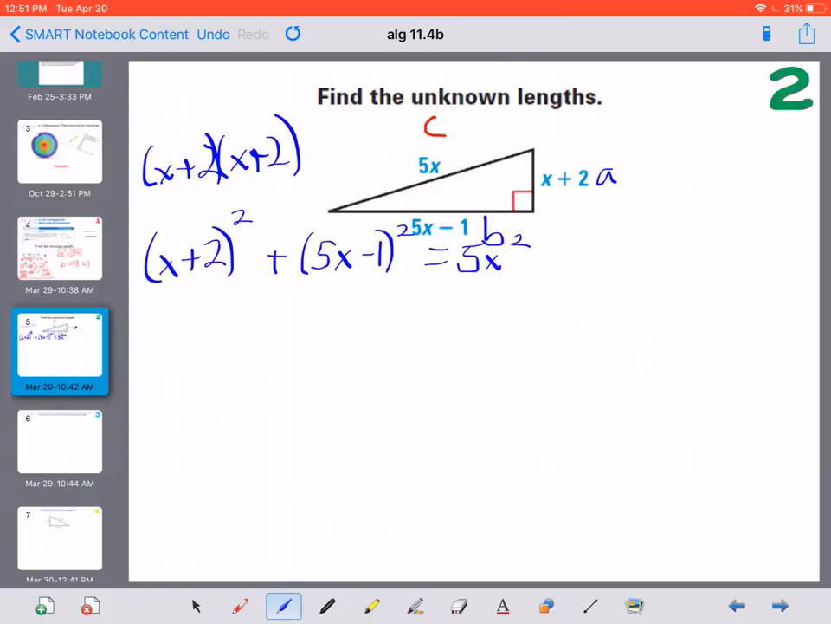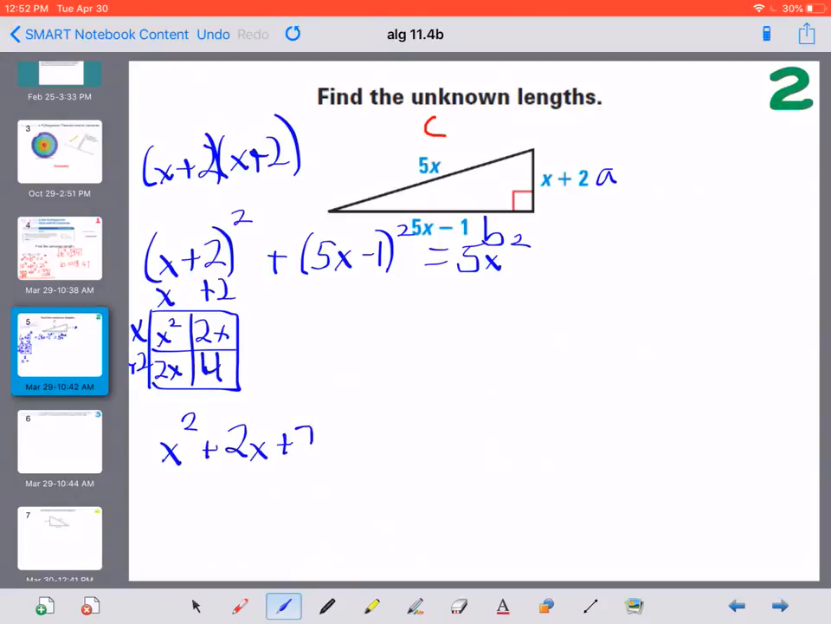I see two terms in each parenthesis, so what I'm going to do is draw a 2 by 2 box. We'll have x plus 2 and x plus 2. Now x times x, that's x squared. X times 2 is 2x. X times 2 is 2x, and then 2 times 2 is 4. So we'll have x squared plus 2x plus 2x plus 4.